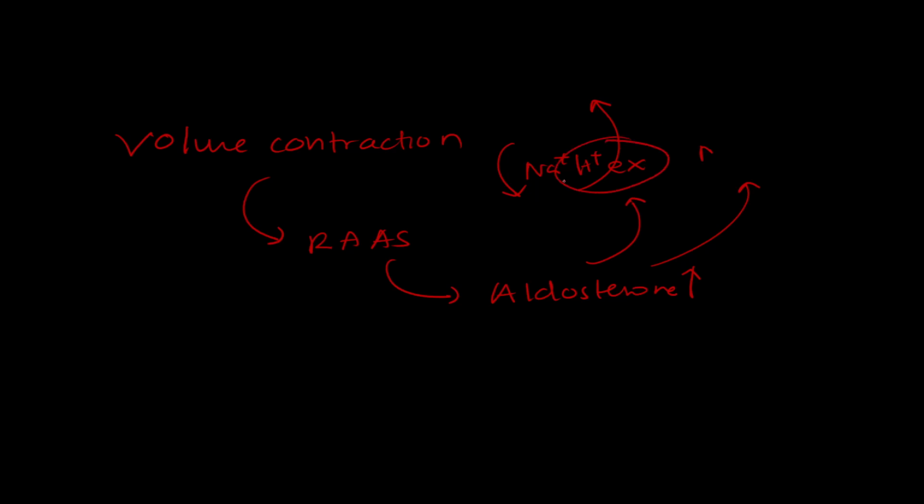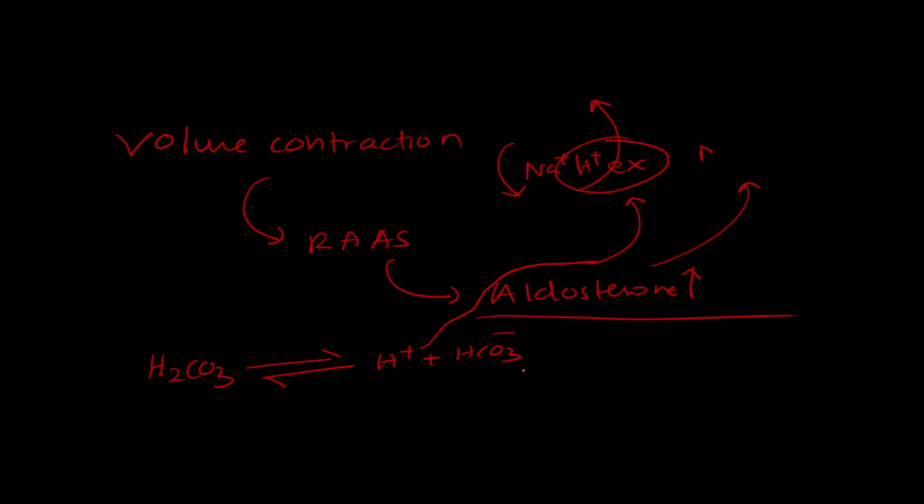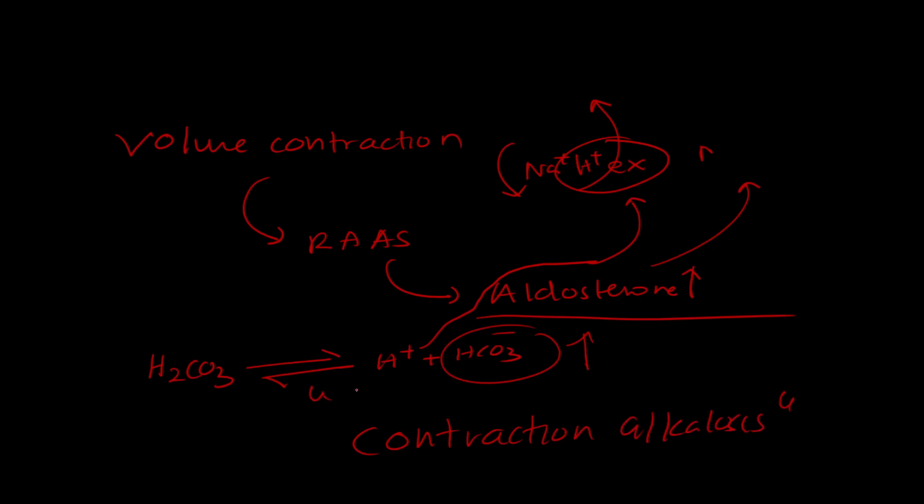Now how is the H plus formed? In fact, it is from carbonic acid. In the renal tubular system, carbonic acid is broken down to H plus and bicarbonate. So the H plus is removed through the protein channels by the action of aldosterone, but the bicarbonate is retained. Because of this, there will be increased bicarbonate levels, leading to a metabolic alkalosis. So this is given the term contraction alkalosis, because now there is loss of fluid and also there is alkalosis as well.